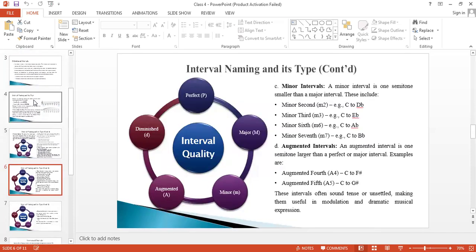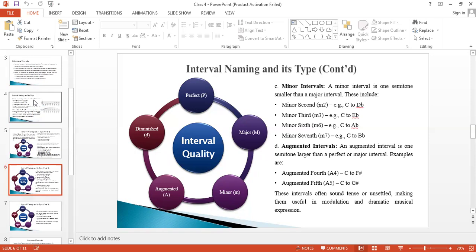Minor interval. A minor interval is 1 semitone smaller than a major interval. This includes the minor second, for example, from C to D. Now, instead of D, it will be D flat. It's reduced. You make it smaller than what it was, so you reduce it by a semitone.